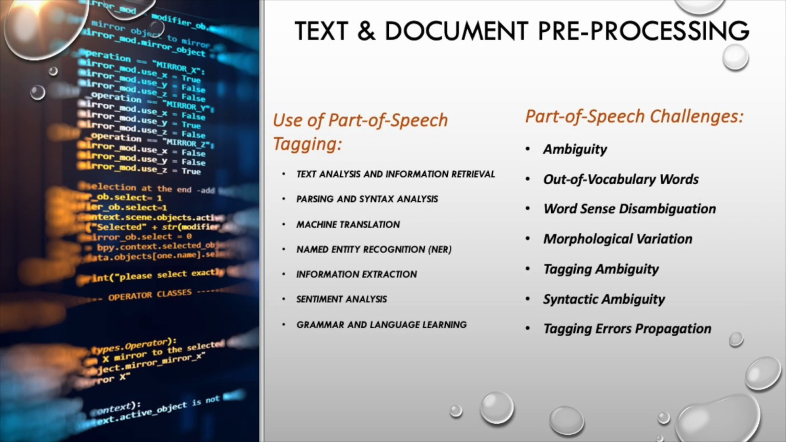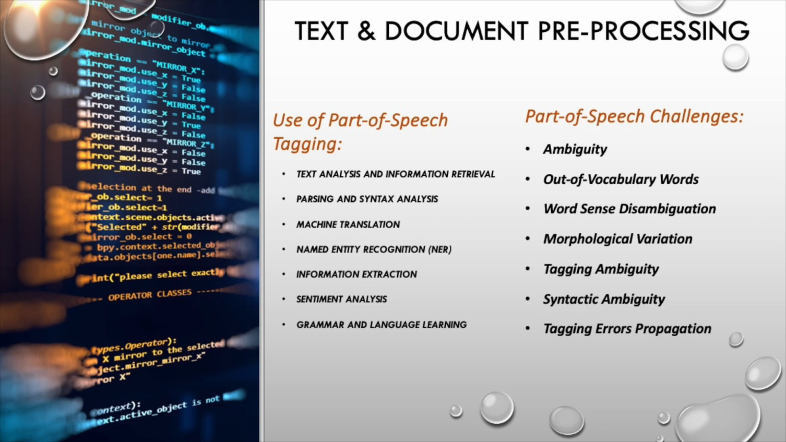Use of POS tagging. POS tagging is an NLP technique used to assign grammatical tags to words in a text. These tags represent the word's syntactic category, such as noun, verb, adjective, or adverb. POS tagging has several important uses and applications, including text analysis and information retrieval. POS tagging helps in understanding the structure and meaning of a sentence. It provides valuable information about the role and function of words within a sentence, allowing for more accurate text analysis and information retrieval.